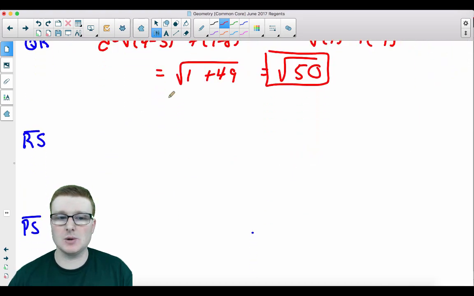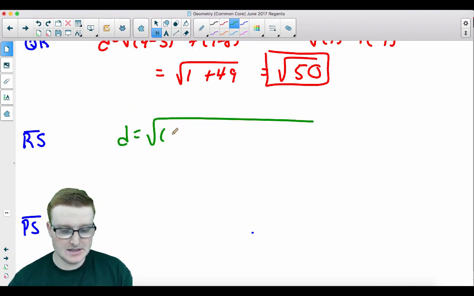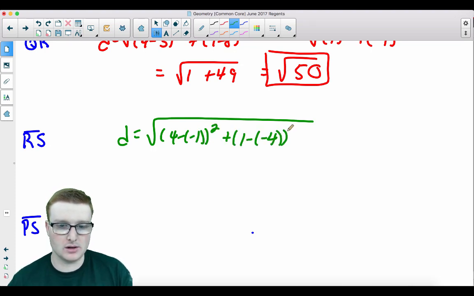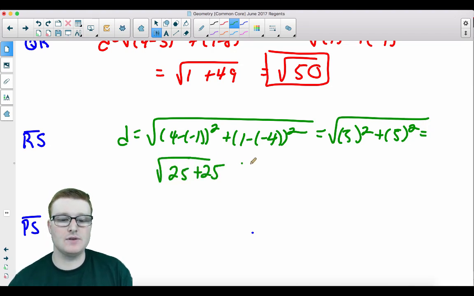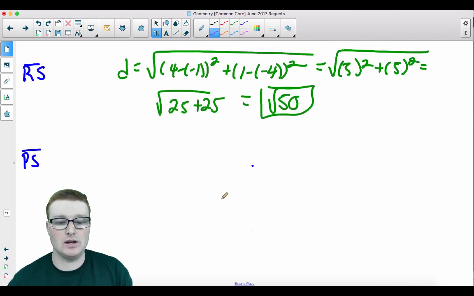We have 2 sides that are congruent. Let's prove the other 2 sides are congruent as well. D equals the square root of 4 minus -1 quantity squared plus 1 minus -4 quantity squared. Simplify that a little bit more. You get 5 squared plus 5 squared, which is equal to the square root of 25 plus 25, which is equal to the square root of 50. Leave it as is. Moving on to the next one.